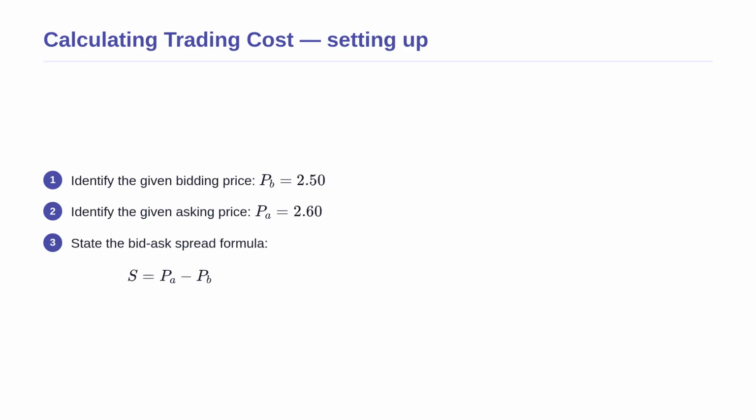Now that we have our formula, let us apply it to a concrete example. A retail trader wants to buy and immediately sell a standardized contract. The dealer quotes a bidding price of $2.50 and an asking price of $2.60. We are asked to calculate the transaction cost, or the spread, for this single trade. We know we need to find the difference between the two quoted prices, so we will use our bid-ask spread formula. We identify our asking price as $2.60 and our bidding price as $2.50. This sets up our equation perfectly.